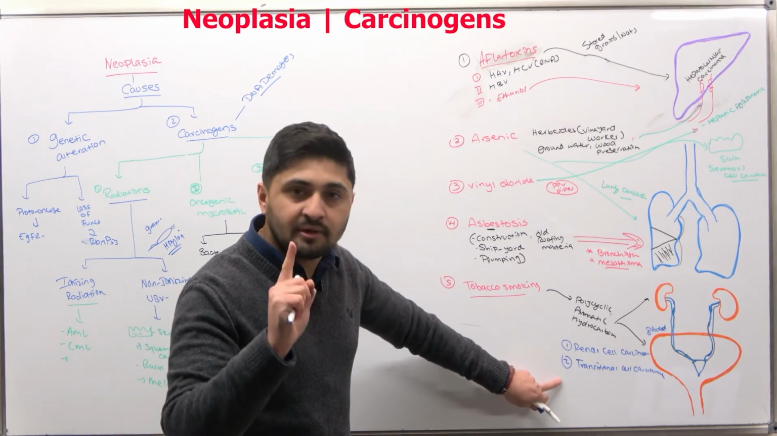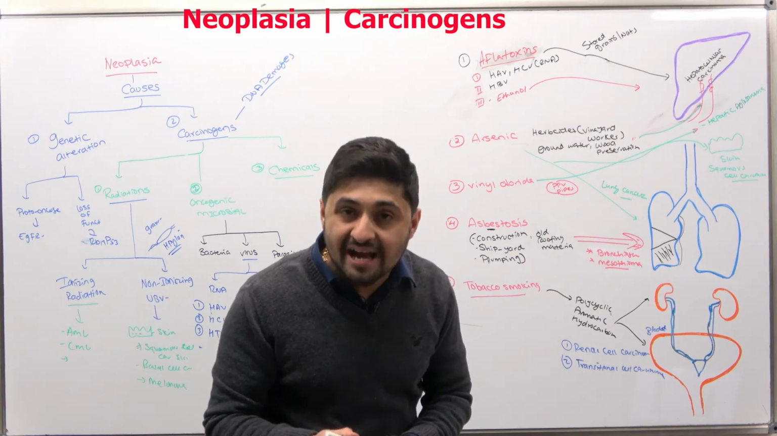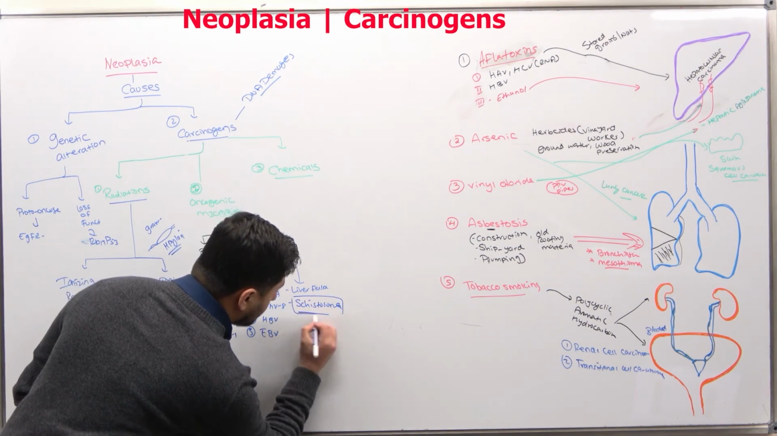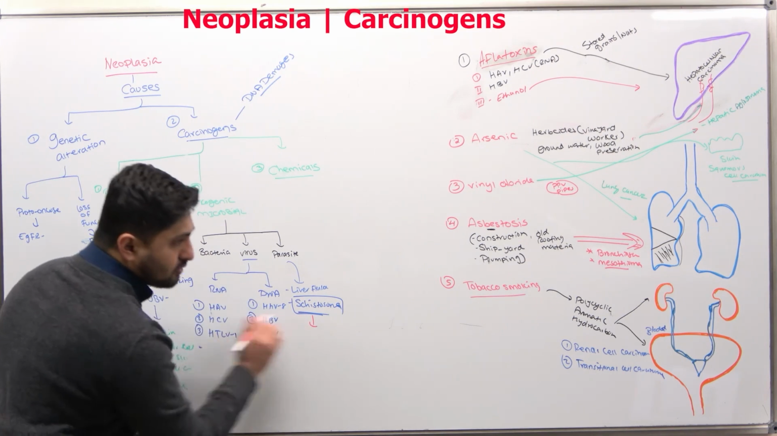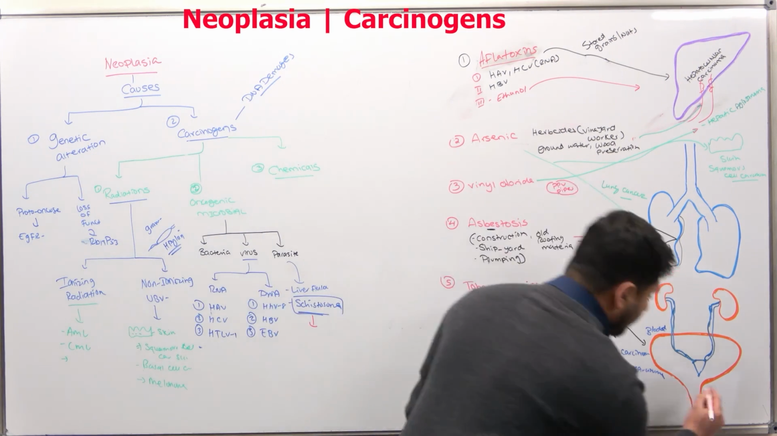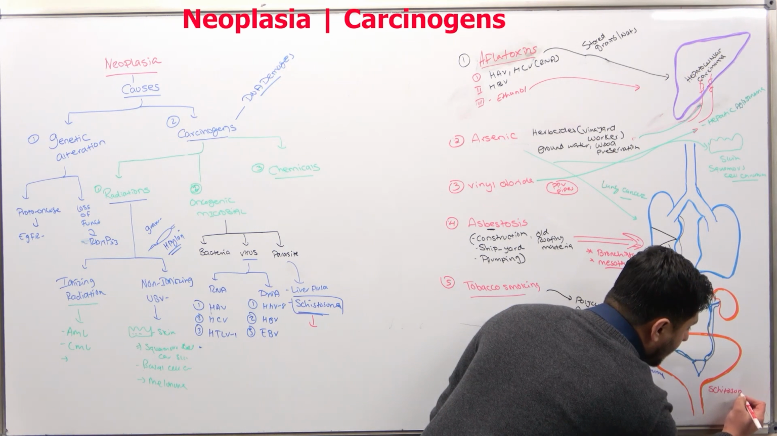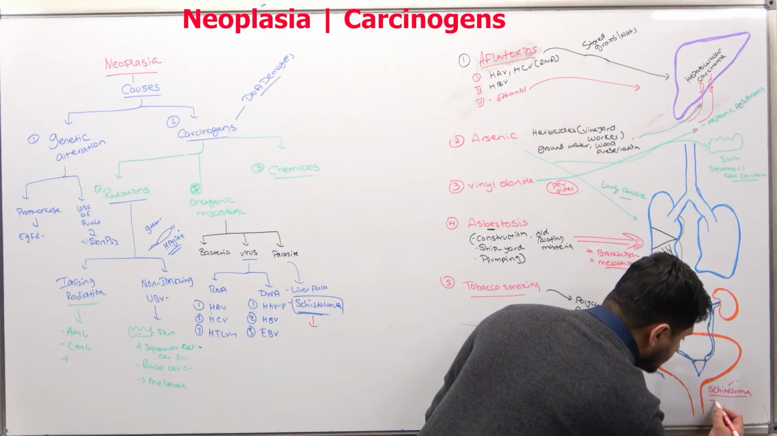Please remember that squamous cell carcinoma of the bladder is actually caused by this parasite right here. What is this called? This is very high yield. We'll write it down here. It's called Schistosoma. This is a parasite, a helminth that gives you a condition called squamous cell carcinoma of the bladder.